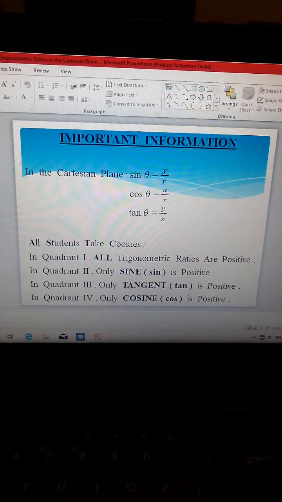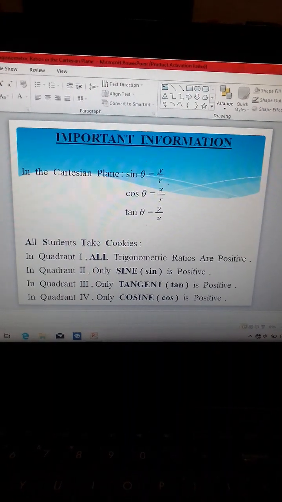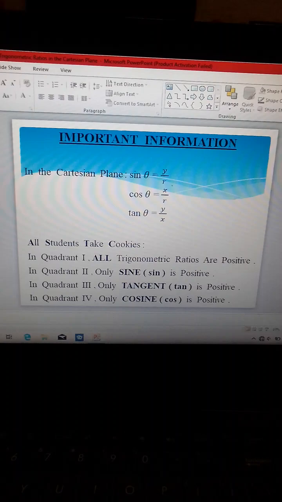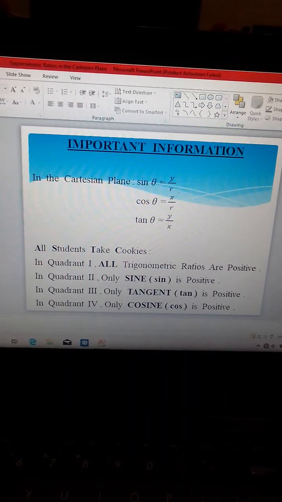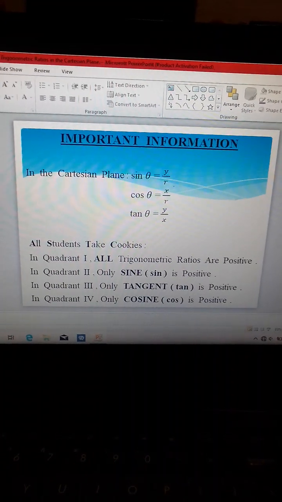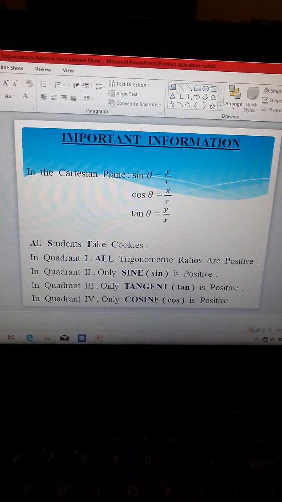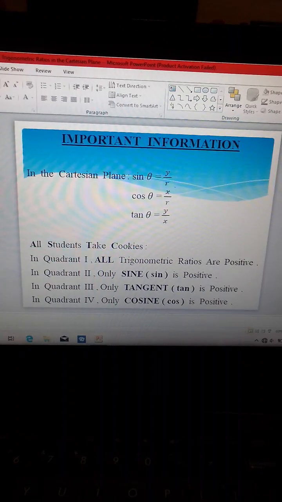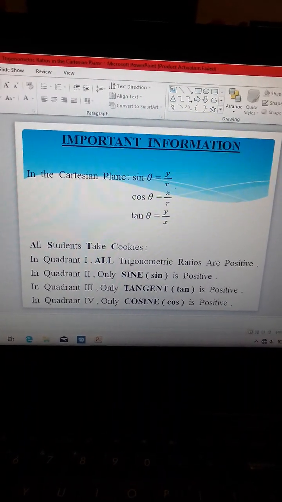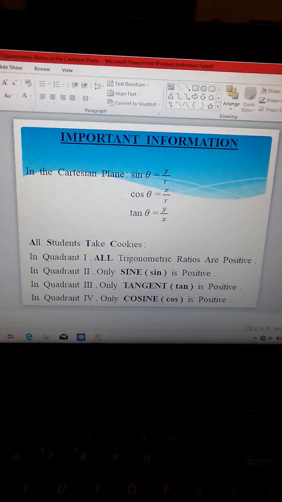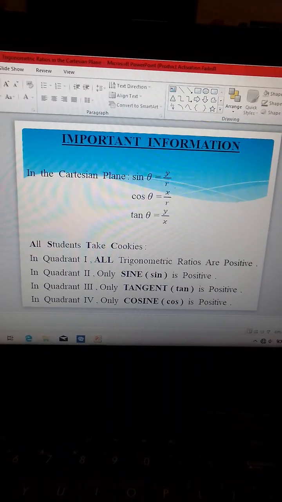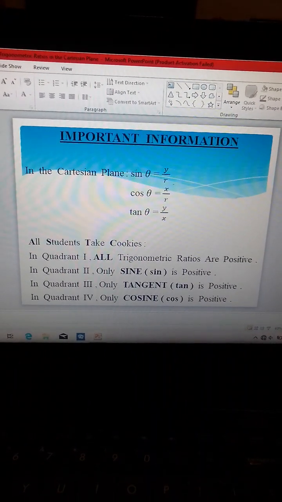Okay, please forgive me. This means that in quadrant 1, all the trigonometric ratios are positive. In quadrant 2, only sine is positive, and by definition cosec is also positive in quadrant 2, sorry. In quadrant number 3, only tangent is positive, and by extension cotangent is also positive in quadrant 3. And then in quadrant 4, only cosine is positive, and by extension secant is also positive.